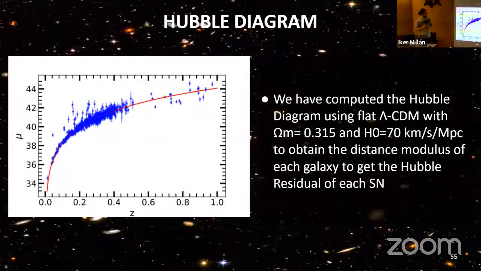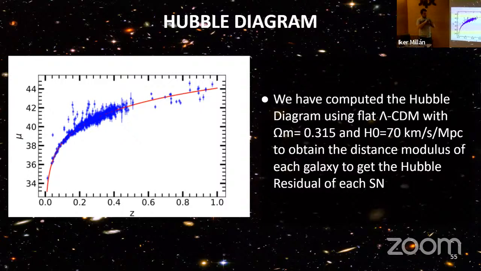So once we have analyzed and checked the correlations between the galaxy parameters, we wanted to see the effects on the supernova. So we computed the Hubble diagram. Each dot is one supernova with the error bar in blue.